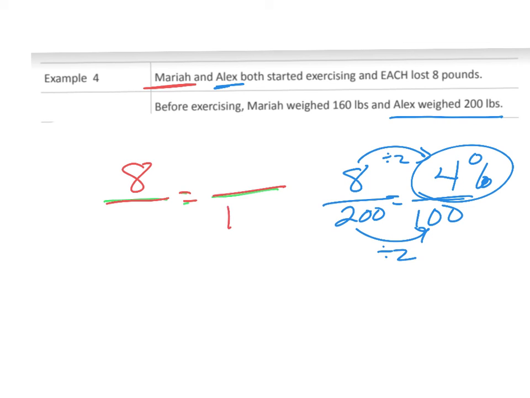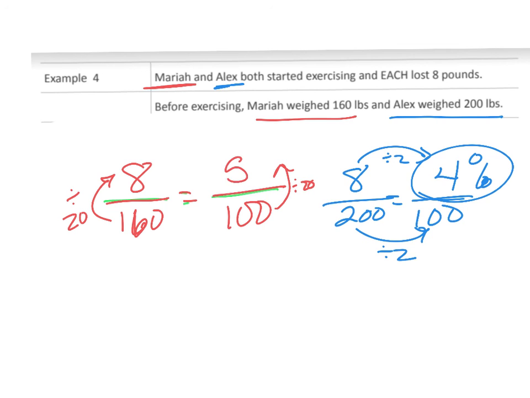Let's do Mariah. Again, she lost 8. And she started out weighing 160 pounds. Let's see, 160 divided by 8. I'm going to divide by 20. So 100 divided by 20, she lost 5%. So Mariah lost more if we were asked that, but we just found the percentages.